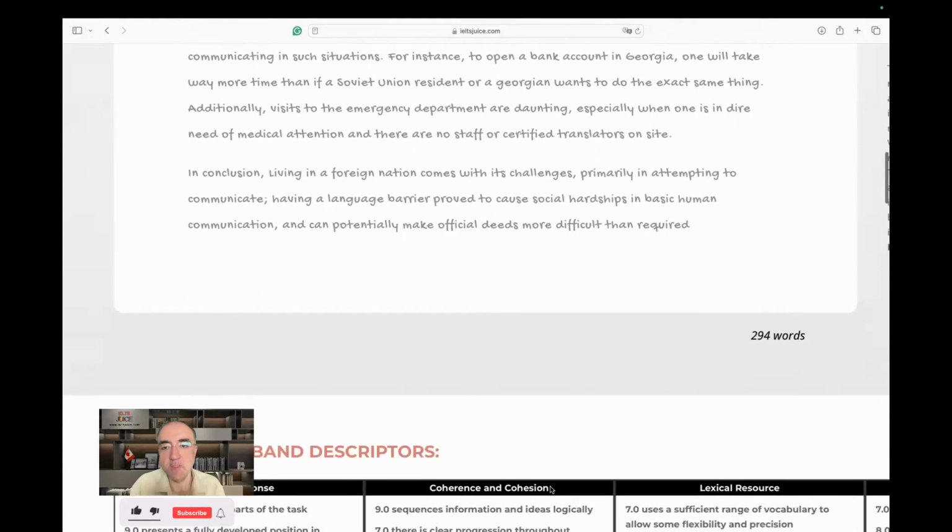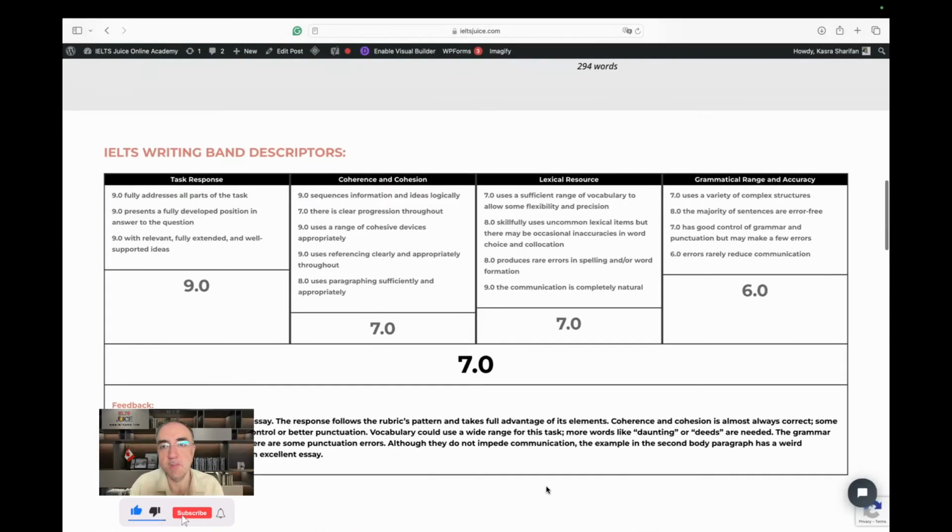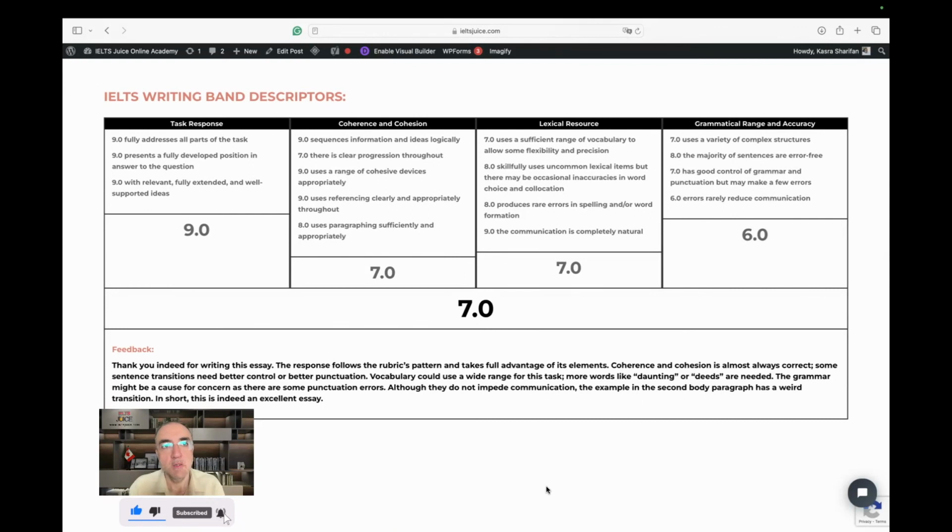294 words. Let's look at the band descriptors. Okay. Do I need to say anything about task response? Every time I said smart, this essay earned it. I mean, the elements were there. The rubric was very well understood and addressed. The position of the writer was clear throughout. So there is no need to say anything extra. Task response, 9.